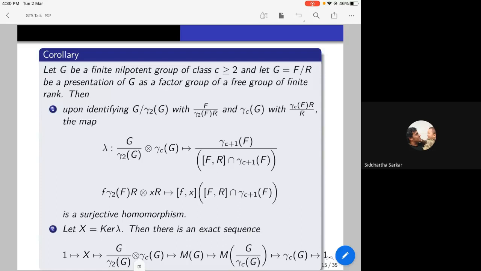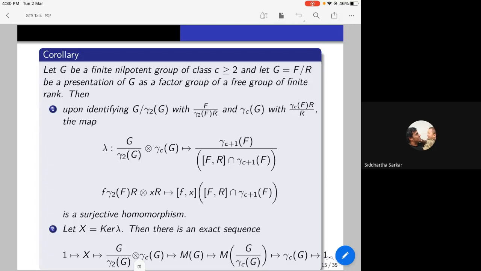Okay, so let G be a finite nilpotent group of class c, and let G be given by F by R. Then upon identifying G by gamma 2 G with F by gamma 2 F R, so of course, when you write G as F by R and gamma 2 G as gamma 2 F R by R, you can identify G by gamma 2 G with F by gamma 2 F R, and gamma c G with gamma c F R by R.